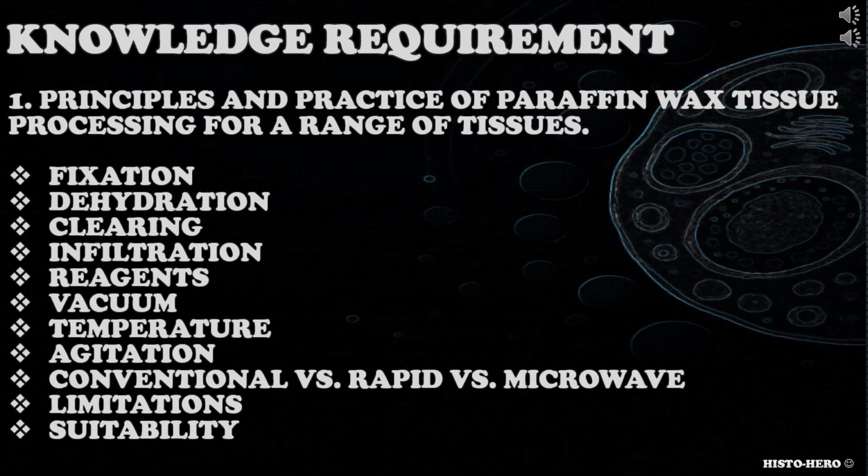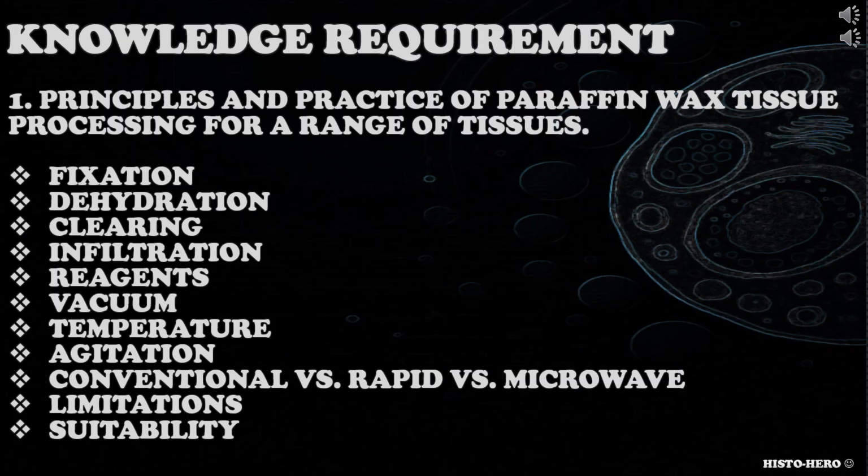Let's have a look at the first knowledge requirement, which is for you to know the principles and practice of paraffin wax tissue processing for a range of tissues. What is processing and what are its principles? How do you process samples in your laboratory? Do you process all samples in the same way in your laboratory? How can processing affect product, stain, slide?